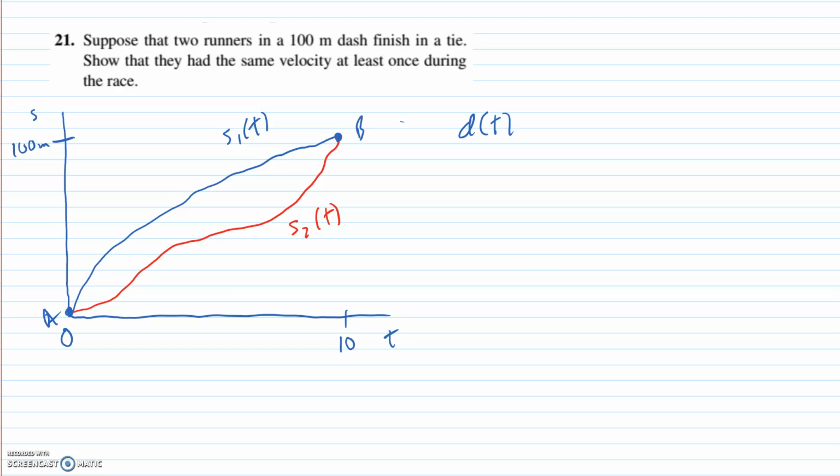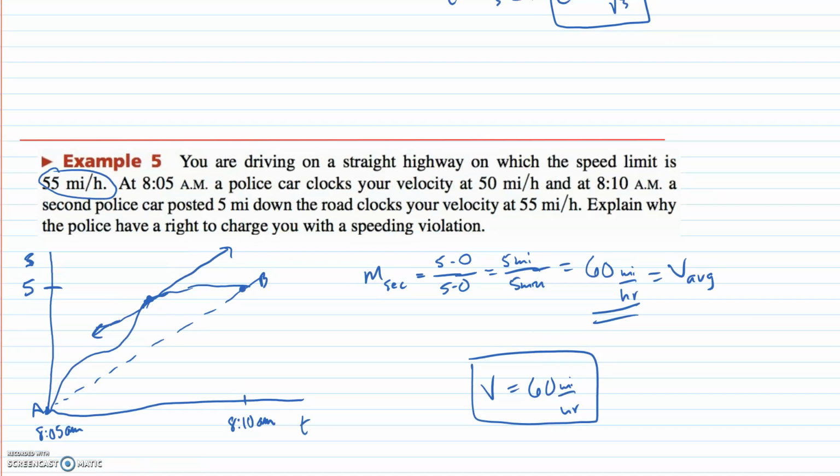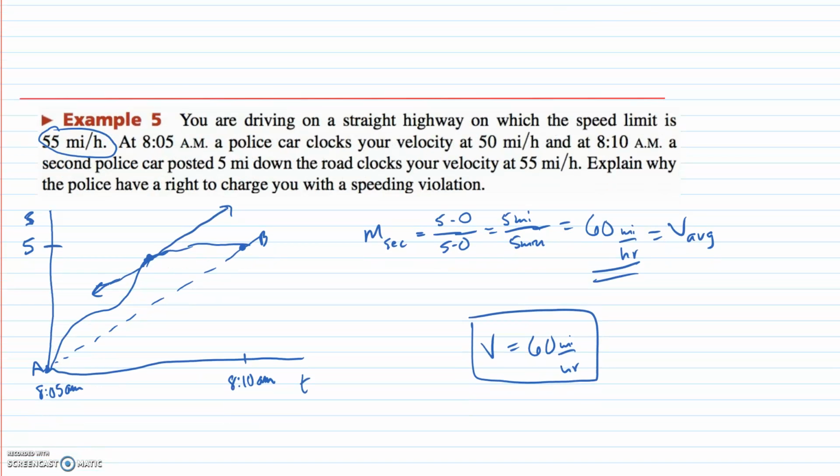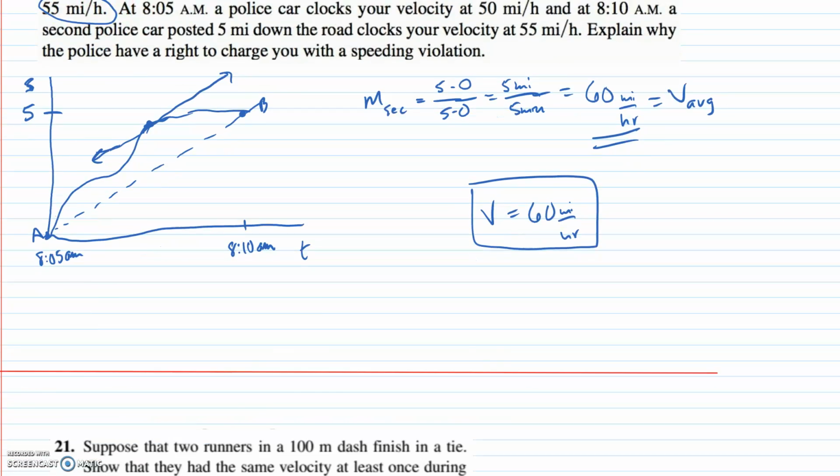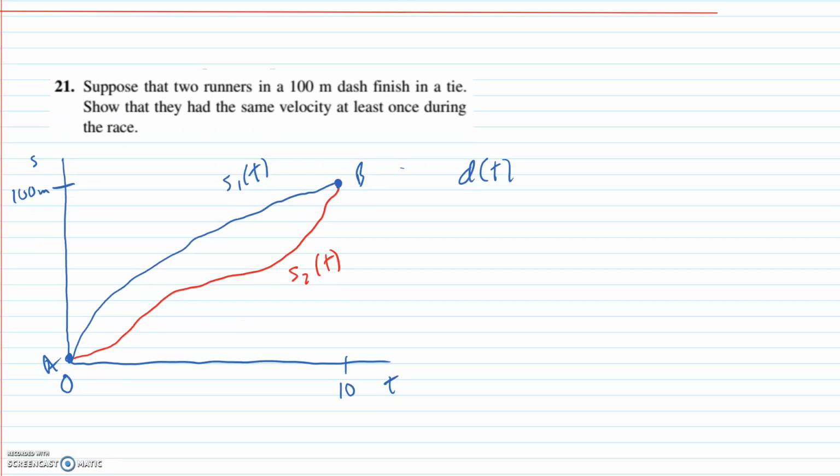Now, again, we don't know what these position curves look like, but what we do know with certainty is that, just like with our discussion for the policeman giving you a ticket problem, where we drew a position curve for the car driving on the highway, the position curves for these two runners here must be both continuous and differentiable. Therefore, we can apply the mean value theorem to this problem if we need to.